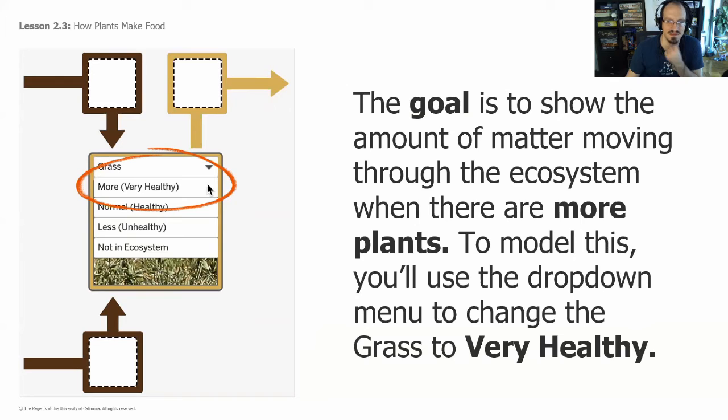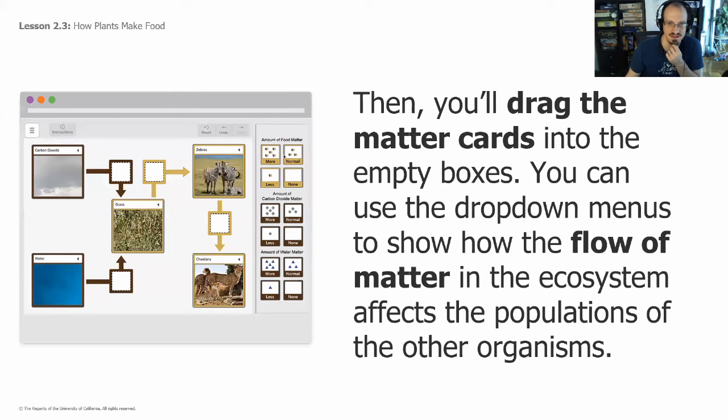So to model this, we're going to use the drop-down menu. The first thing you should do is go to the drop-down menu above the grass and change it to more, very healthy. And then you're going to build the rest of your model, dragging matter cards into the empty boxes to match what happens when the grass is very healthy.